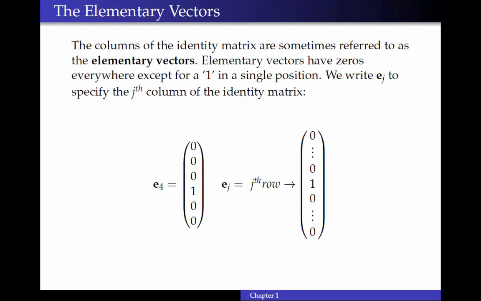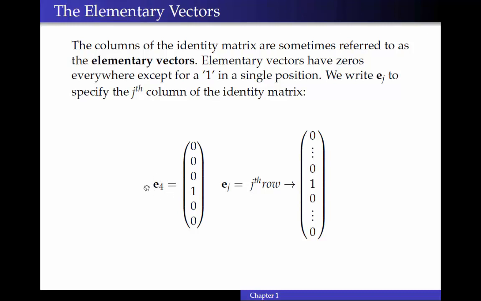And the columns of the identity matrix are sometimes used in different ways, and we refer to them as elementary vectors. Elementary vectors will be zeros everywhere except for a 1 in a single position. And we'll use e_j to specify the jth column of the identity matrix. And if it's the jth column, that means it's all zeros, but it has a 1 in the jth row. So this subscript on the e is going to tell us where the 1 is located. For example, e_4 is a vector of all zeros with a 1 in the 4th position.